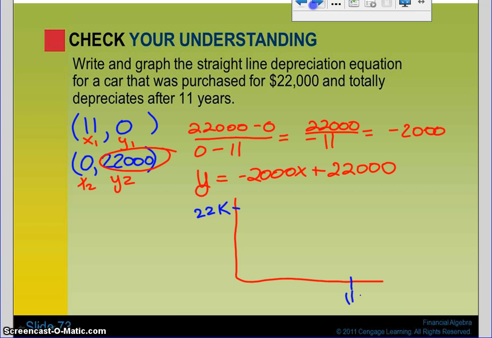So the 22,000 or 22K value is here. Here is the 11 years. And the graph is going to look like that. Now notice all of these graphs are going down. That makes sense because the car value is going down over time.